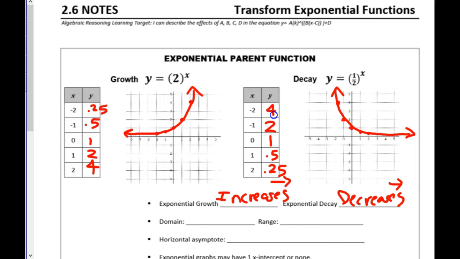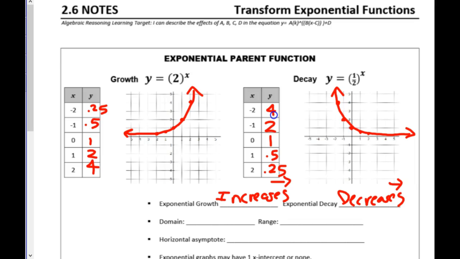Now we need to talk about domain and range. Miss Monroe has a song. Domain and range, domain and range. The x is domain, the y is range.